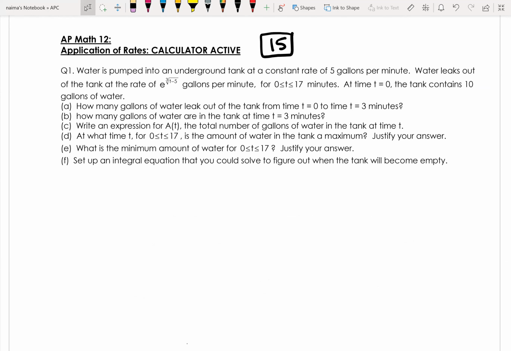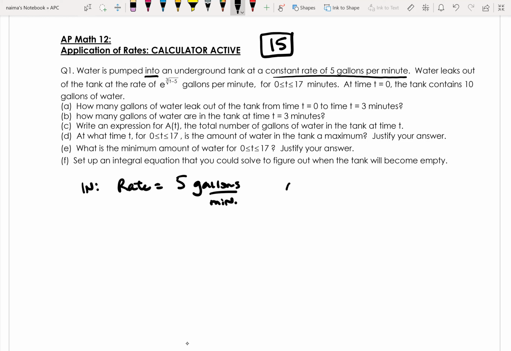Okay, so it should be like 15 minutes later for you. And what I'm going to be doing is going through this question to make sure that you know what you're doing here. So it says water is pumped into an underground tank at a constant rate of 5 gallons per minute. So in my rate is 5 gallons per minute.